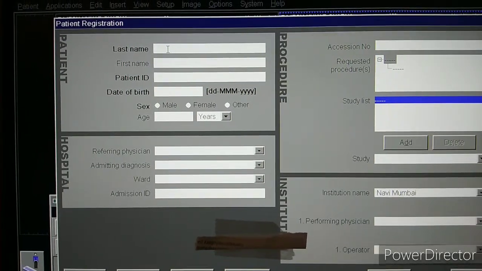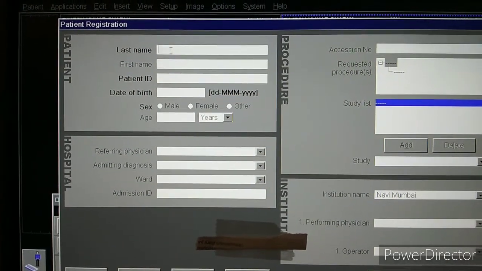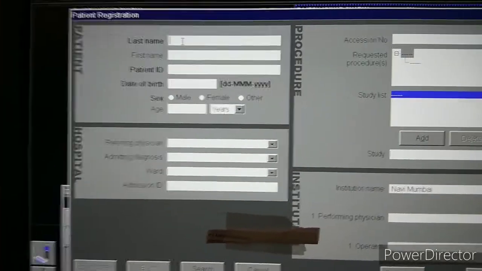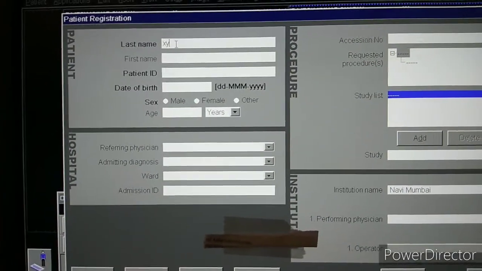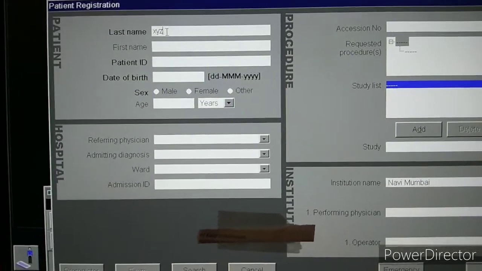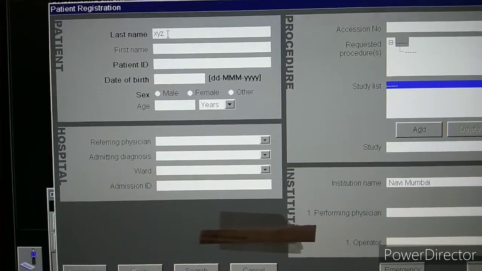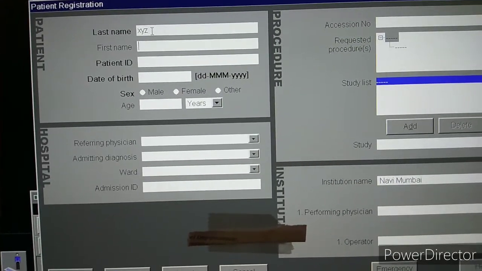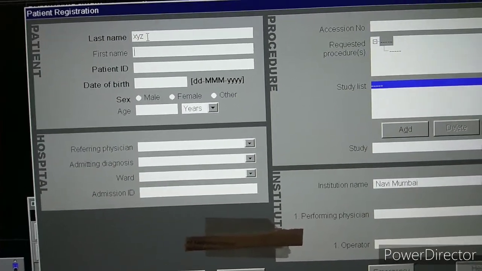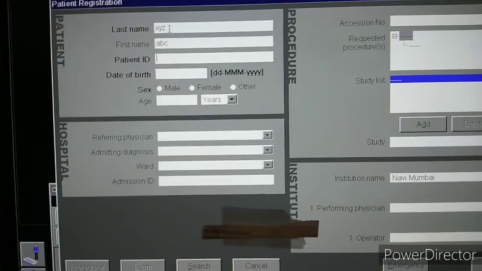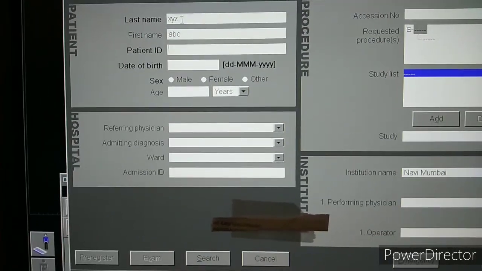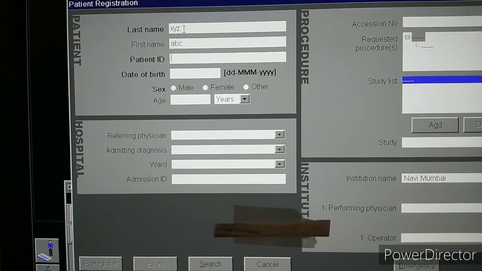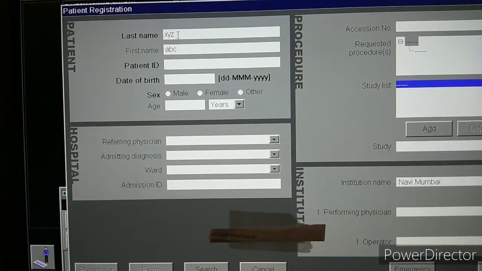Next thing, we have to enter the details of the patient. You can see here we have to add patient name. For example, I will put XYZ. Then here I can put patient surname, whatever it is, ABC. Then patient ID. This should depend on your institute, whatever ID the institute has given you we have to put.